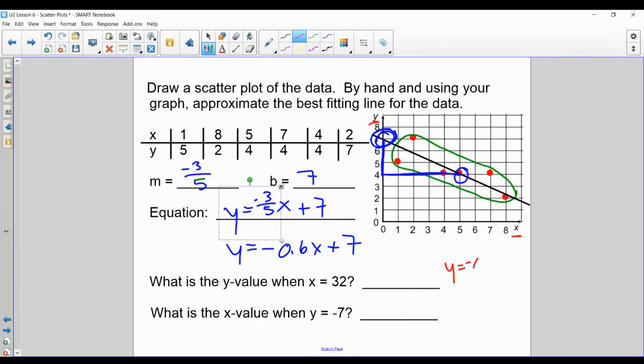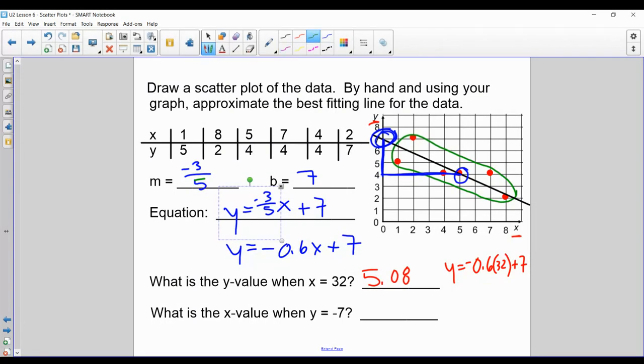y equals -0.6, and my x value is 32, plus 7. If I take a calculator, I'm going to multiply 32 times -0.6, and then add to that 7. So I can find out that this answer is 5.08. My y value, when I know the x, just plug in.